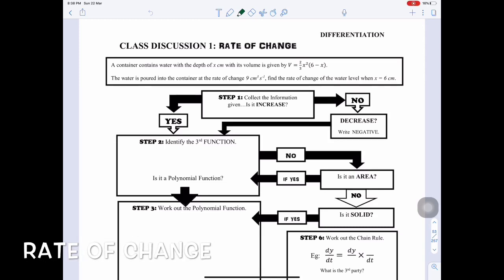Today we are going to discuss and learn about rate of change. Okay, again, rate of change.